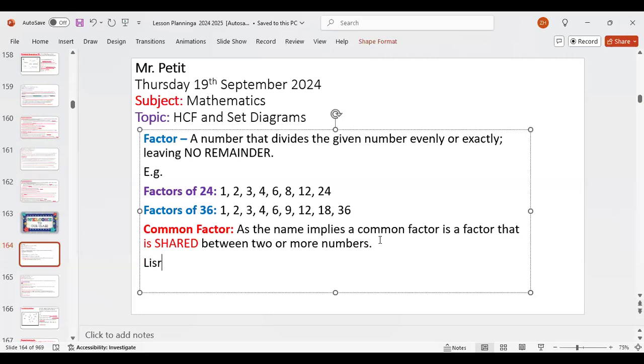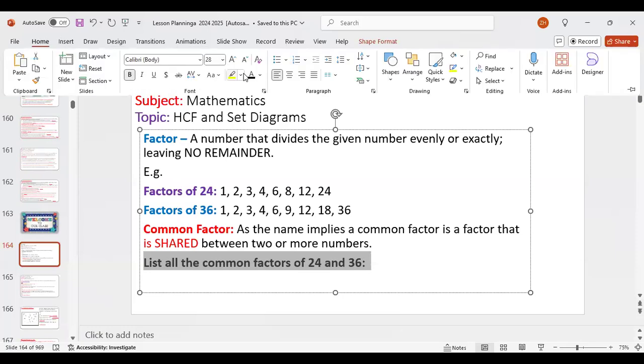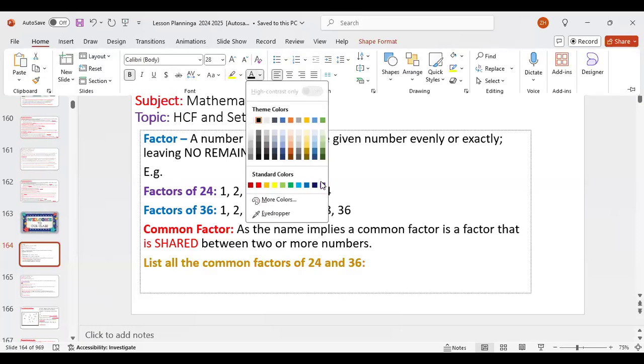So here, list all the common factors of 24 and 36. I want you to list all the common factors of 24 and 36. Put it inside the chat for me. Only the common factors, so you have to pay very close attention. I only want the common ones. All right.